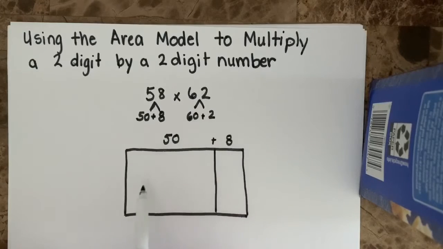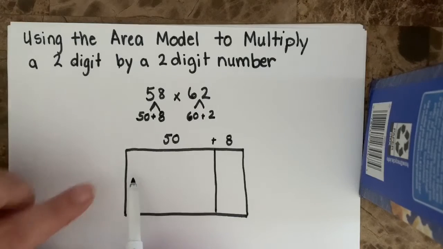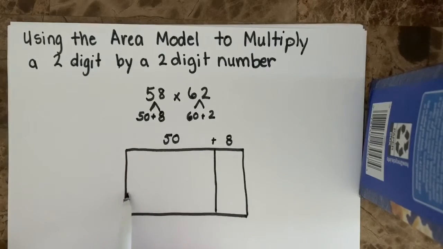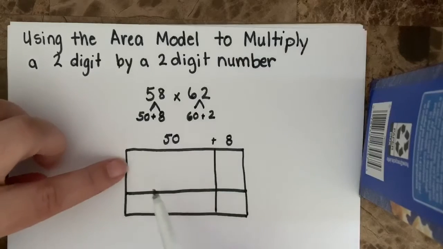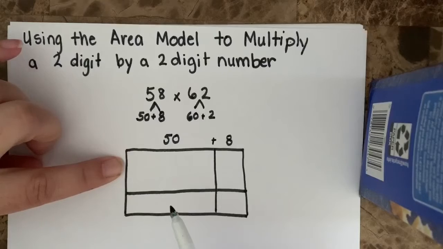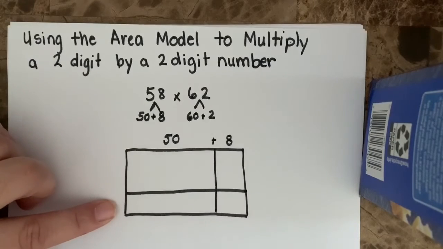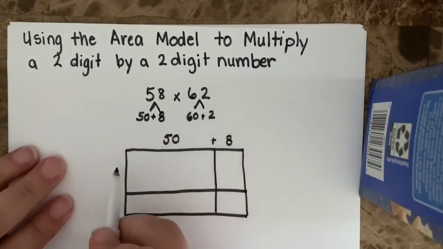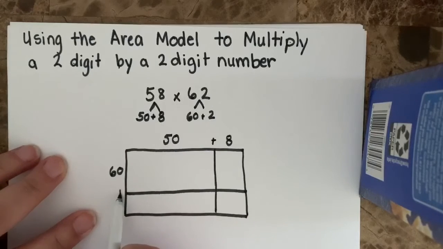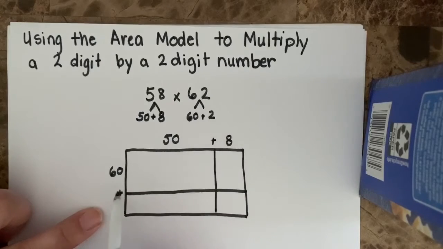So I'm going to do the same thing over here, except this time I'm going to draw my line horizontally to show that I'm going to divide this side into 2 parts. All right, so this top box will be my tens, and my bottom box will be ones. So I'm going to place the 60 over here on top, and I'm going to place the 2 ones down here on the bottom.